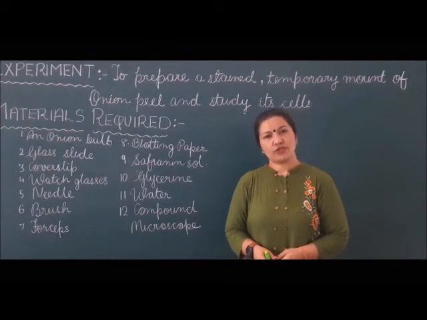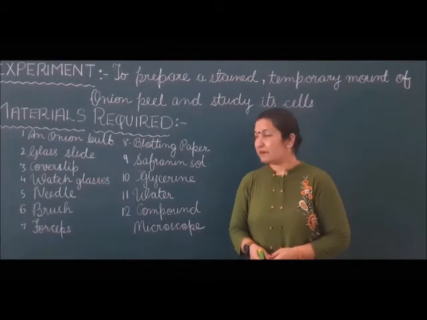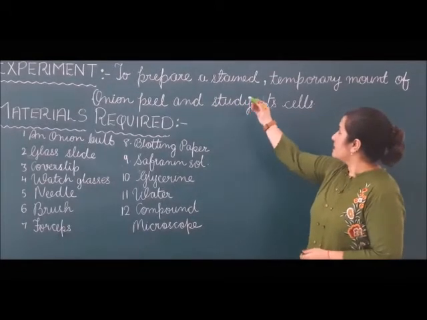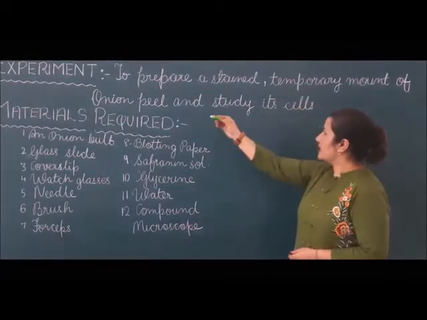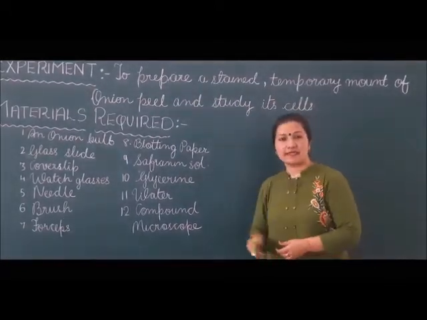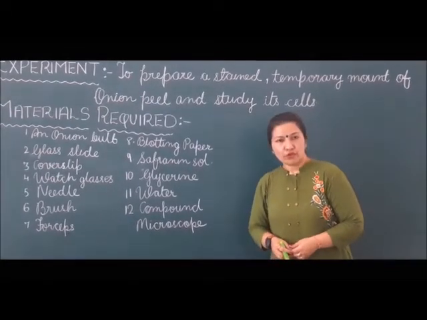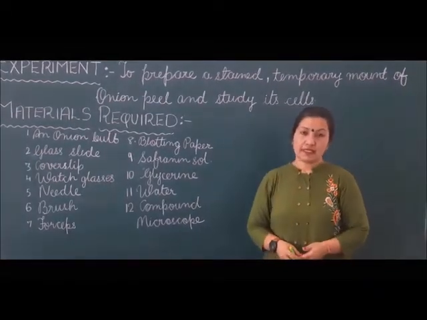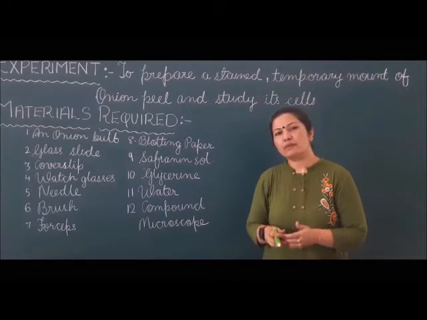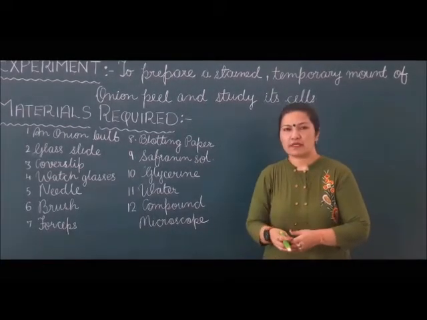So students, today we are going to perform an experiment, that is to prepare a stained temporary mount of onion peel and study its cells. But before moving on with this practical, first of all, I just want to tell you a brief theory which is related to this practical.